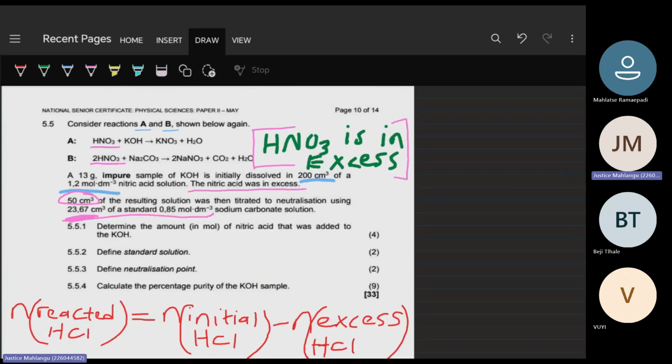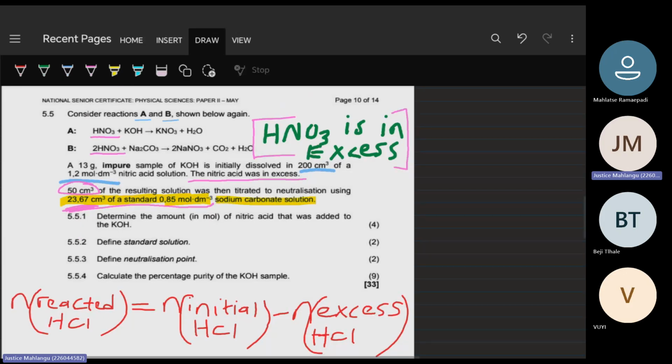Look at what the statement is saying to you guys. They are saying 23.67 cubic centimeter of a standard solution. I'm reading this part here. Can you see this part? 23 cubic centimeter of a standard solution of 0.85 mole per cubic centimeter. Can you see that for this standard solution, we're given the concentration? I told you that the standard solution, they give it the concentration. We know the concentration. And this standard solution is sodium carbonate.